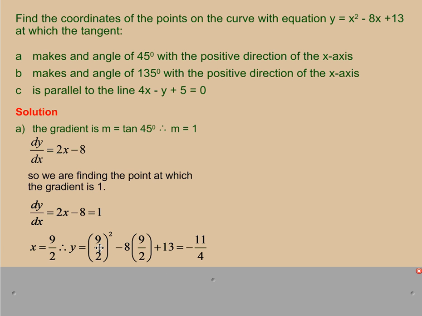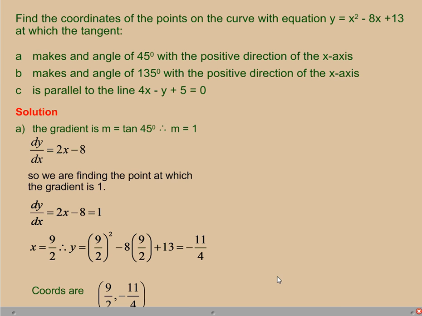So therefore, when we substitute 9 on 2 into the equation to find the actual coordinates of the point, we get negative 11 over 4. So the coordinates of the point then are 9 over 2 and negative 11 over 4. So at that particular point on the curve, it has a gradient of 1.